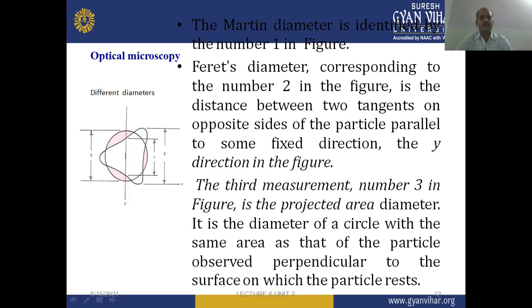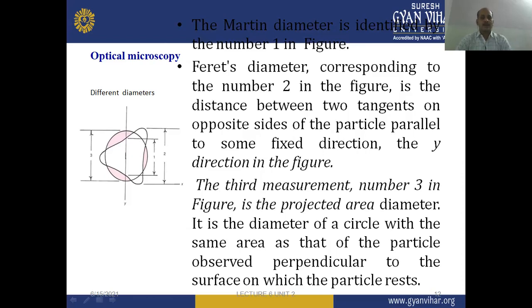And another type of diameter is shown by the number 3. This is the third measurement. Number 3 in the figure is the projected area diameter. It is defined as the diameter of a circle with the same area as that of the particle observed perpendicular to the surface on which the particle rests. So, projected area diameter is the diameter of a circle with the same area as that of the particle observed perpendicular to the surface.